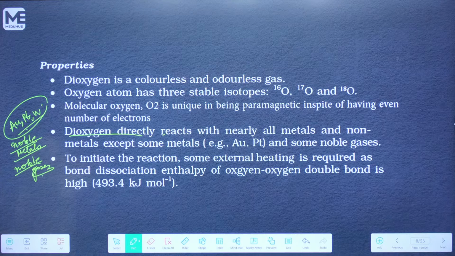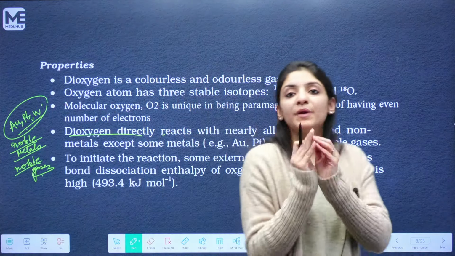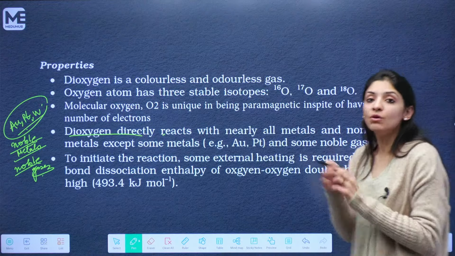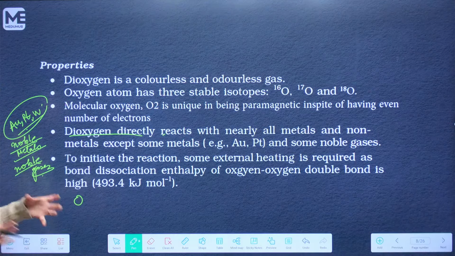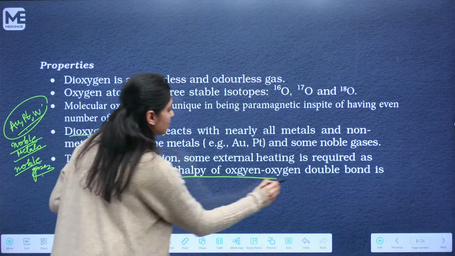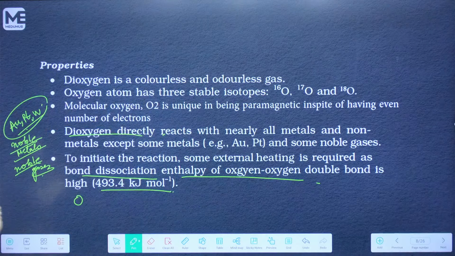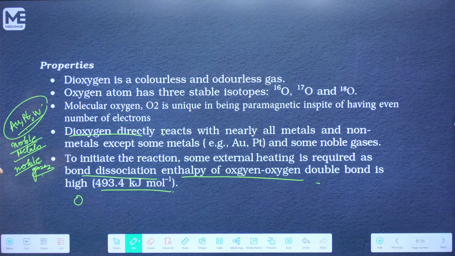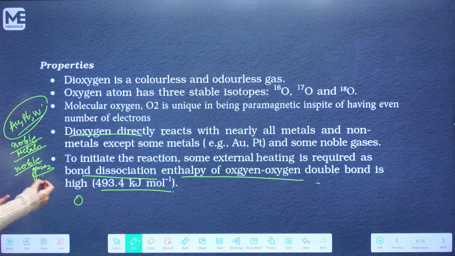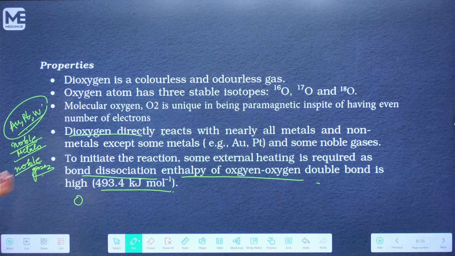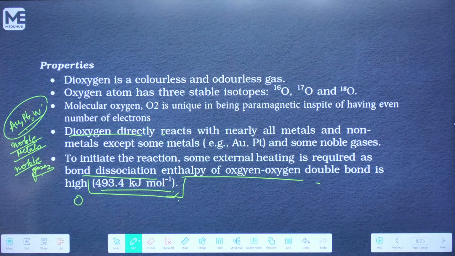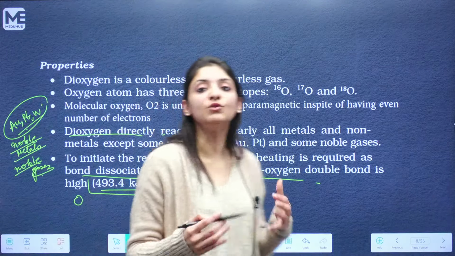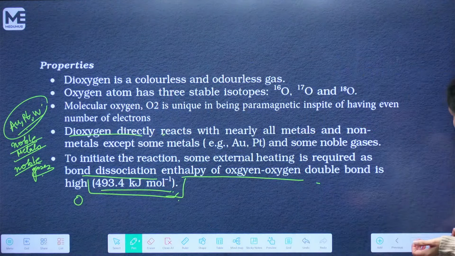To initiate the reaction with dioxygen, first we need to break up the molecule. So O2 needs to be broken into oxygen atoms, and then energy needs to be provided to continue the reaction. But in the case of oxygen, all the reactions are exothermic, that is, they are strongly energy releasing. A lot of energy is released when any element reacts with oxygen. Hence, whatever energy is required to dissociate the bond is compensated by the energy released, and the reaction continues spontaneously. It moves on its own.